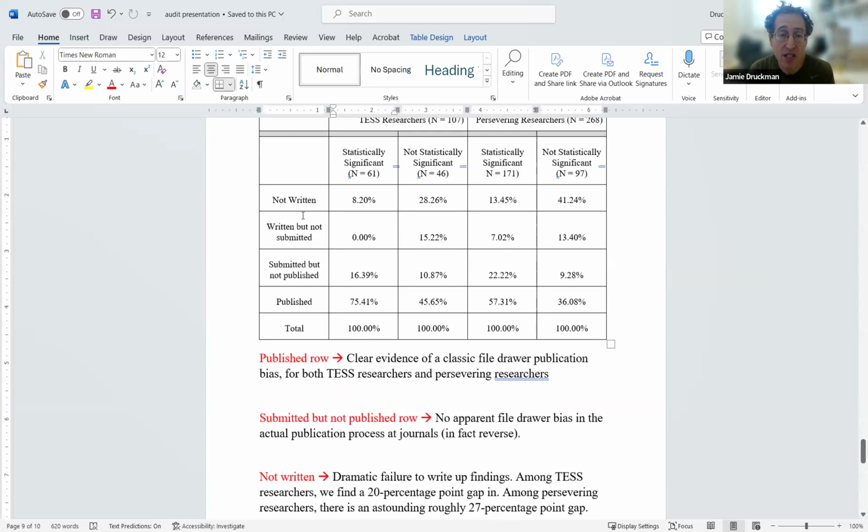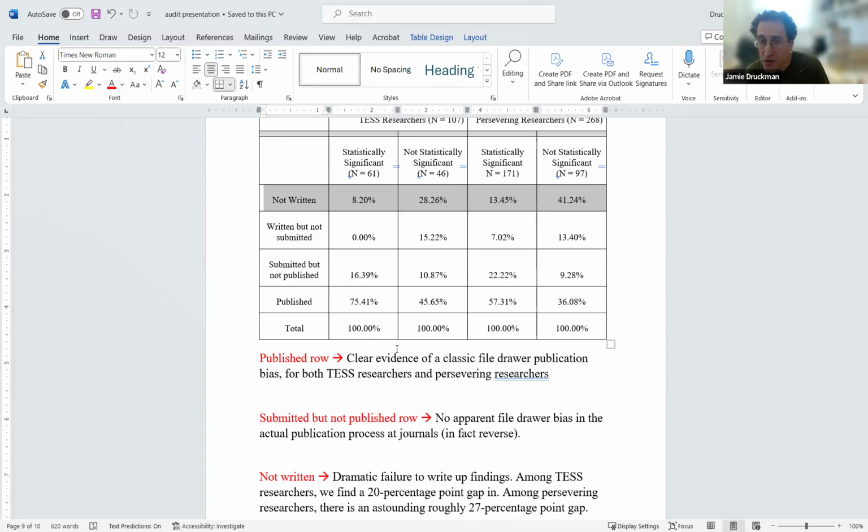And then finally, I'm going to skip the second row and just go to the not written row. And we find a similar thing that Franco et al. found, right? So people who are finding not statistically significant results were substantially less likely to write up their findings. So this is the same dynamic that Franco et al. found as well. So to the extent that there is a file drawer bias in this domain of survey experiments, it does seem to be reflecting the process of not writing up the paper.